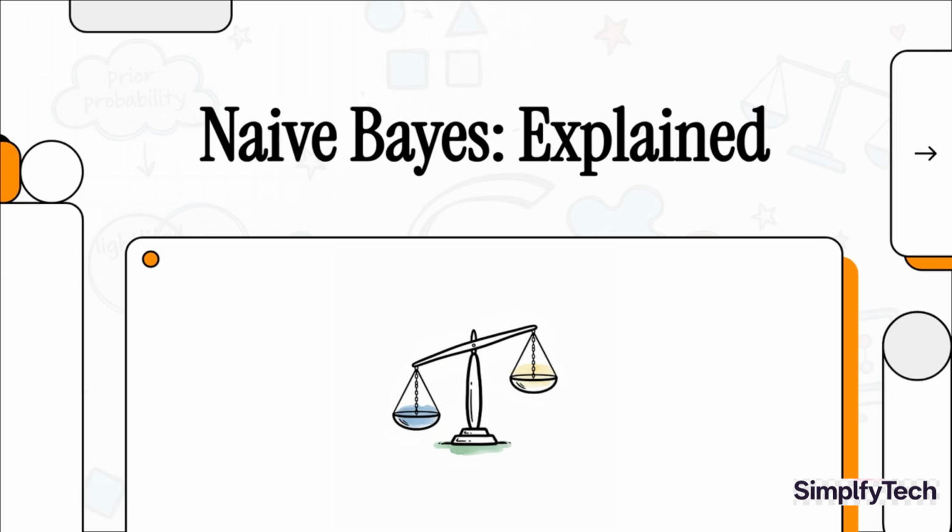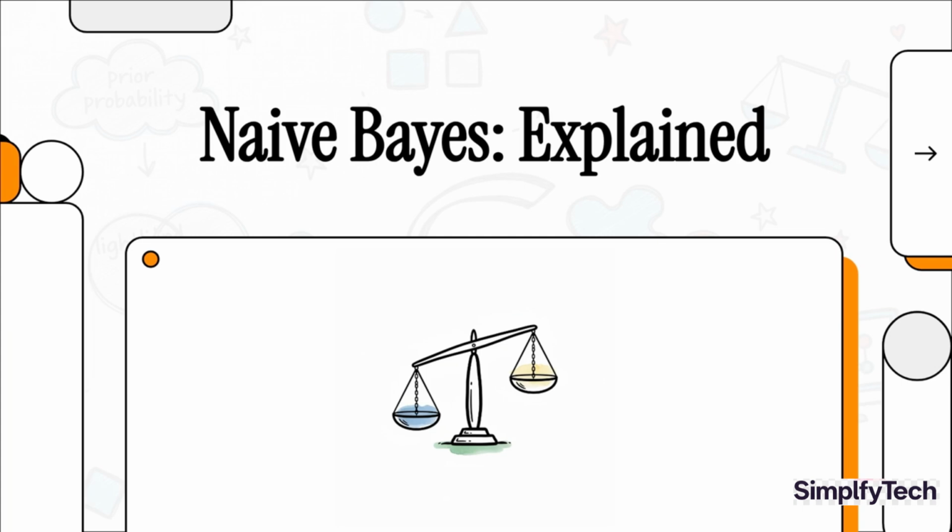Ever wonder how your phone predicts your next word? Or maybe how a medical system can suggest a diagnosis almost instantly? Well, it's not magic. It's just really cool probability. Today, we are diving deep into one of the fastest, most powerful algorithms out there, naive Bayes.